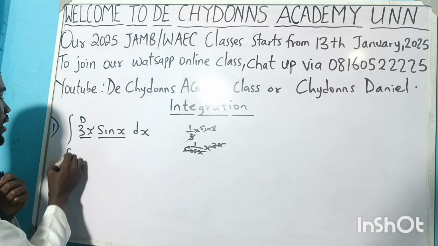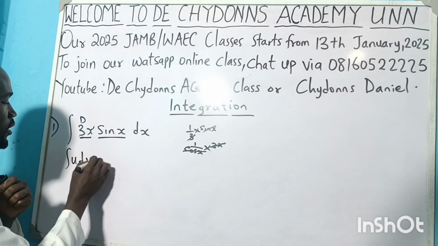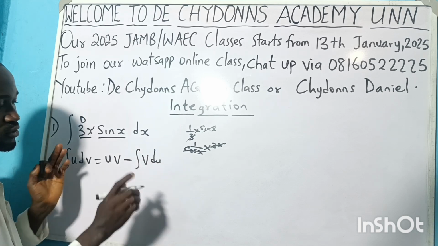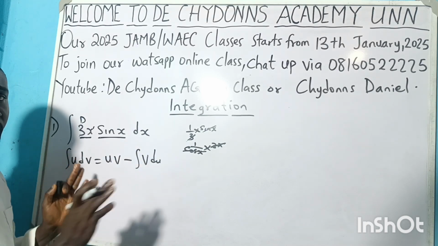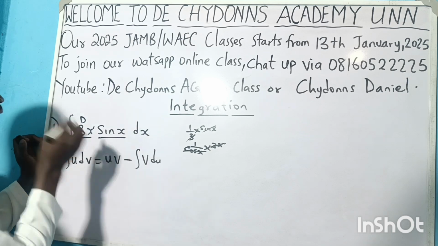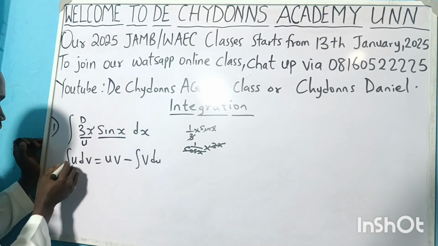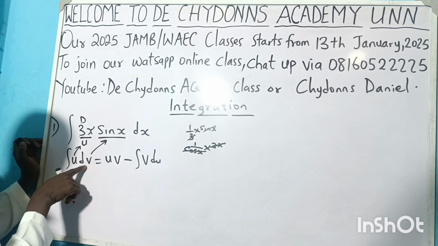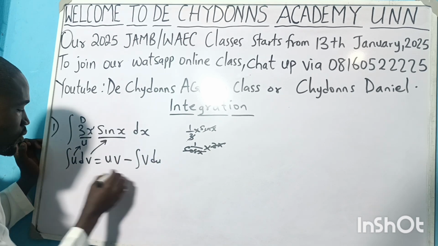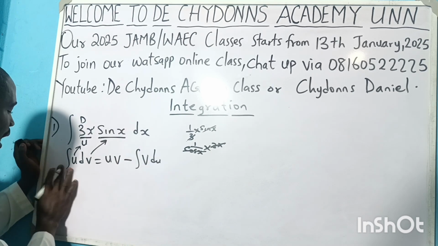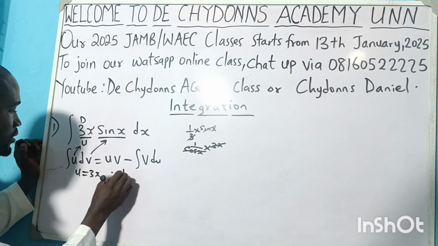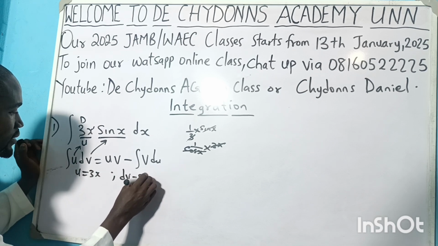It states that integration of u dv is equal to uv minus integration of v du. Simple. This is just a formula. How do we do that? I will call this first one my u, and I will call this my dv. That means my u is equal to 3x and my dv is equal to sine x.